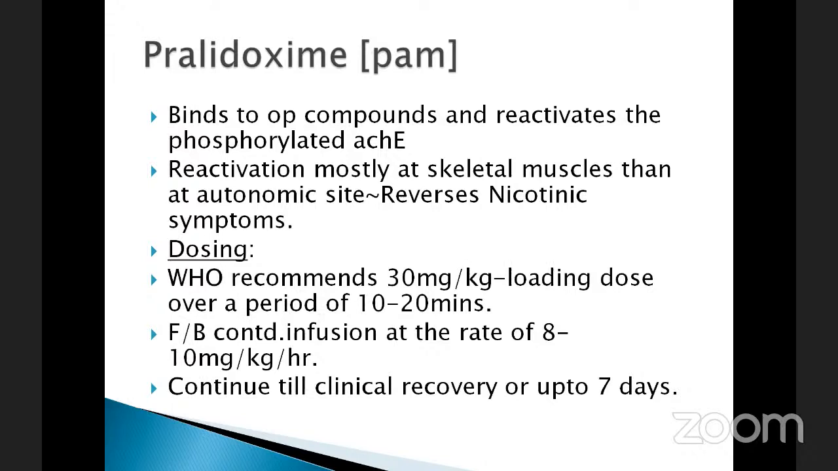So how long will you continue the dose? If anybody can give the answer, residents, please answer.